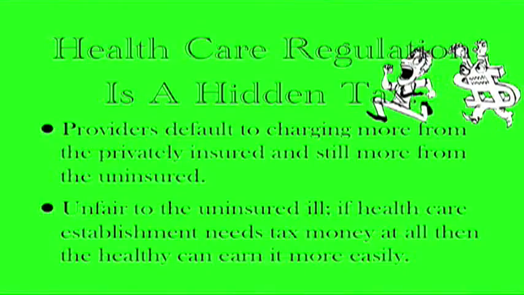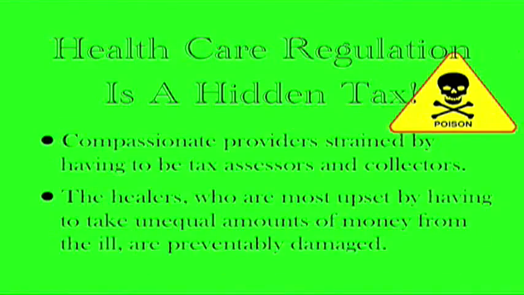Providers default to charging more from the privately insured and still more from the uninsured, for these people have little or no bargaining power about the charges. This is unfair to the uninsured ill. If the healthcare establishment needs tax money at all, which is doubtful, then the healthy can earn it and provide it more easily, on average, than can the chronically ill. Compassionate providers are strained by having to be tax assessors and collectors. The healers, the ones who are most upset by having to take unequal amounts of money from the ill, receive preventable damage to their morale and are pressured toward burnout.